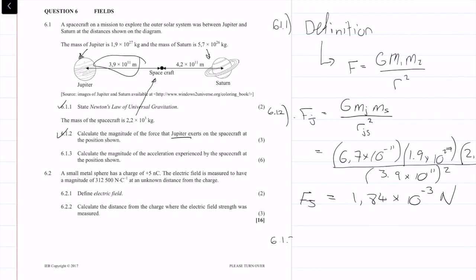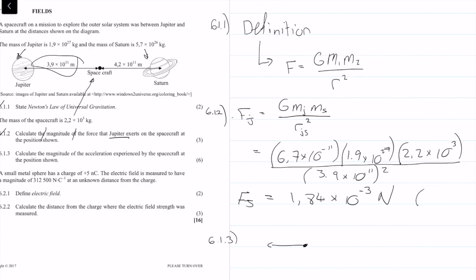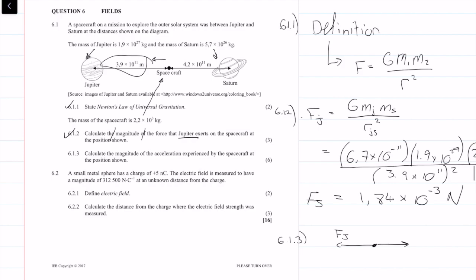Question 6.1.3 says calculate the magnitude of the acceleration experienced by the spacecraft at this position. Let's start off with a free body diagram. The free body diagram would look something like this. This is the spacecraft, and Jupiter is pulling it. It says magnitude, that's why we didn't give it a direction, but if we did give a direction, this would be in the direction, let's say, left. That is the force from Jupiter, and then in the opposite direction we have Saturn pulling it that way, so the force of Saturn.